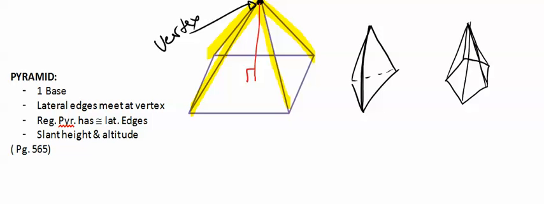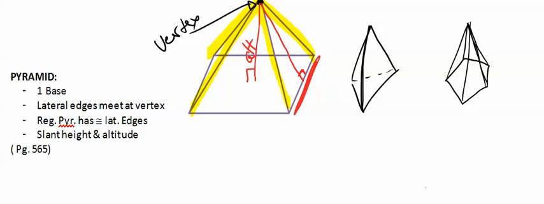the base, forming a perpendicular line, is called the altitude, and the slant height comes from the vertex and midway down the face of a pyramid, and it's going to be a perpendicular bisector to that line.